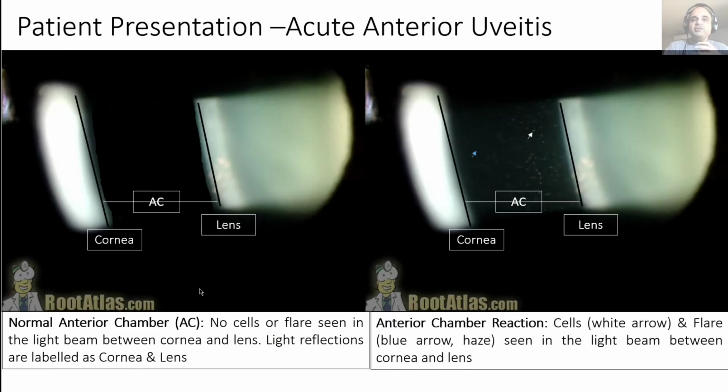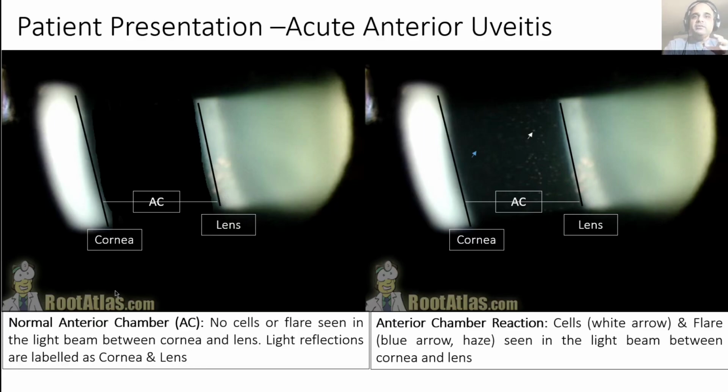This is unfortunately something that cannot be seen with a torch at all, but is really important. It is the presence of cells and flare in the anterior chamber, which is called the anterior chamber reaction. If you look at this picture right here, this is the light being reflected off the cornea, and this is the slit from the lens. This is a slit lamp picture. I'll show you a video of how this was done.